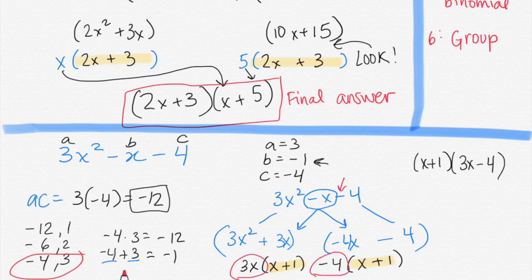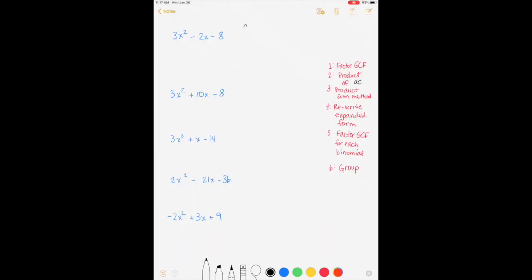Here's what we're going to do. You're going to jump in and follow the steps and try to do this on your own. In the next video, I'm going to post the answers, but you have to try to do these on your own. Remember to label your A, B, and C, and remember to watch your negatives.